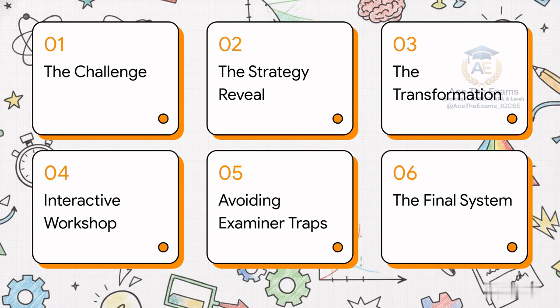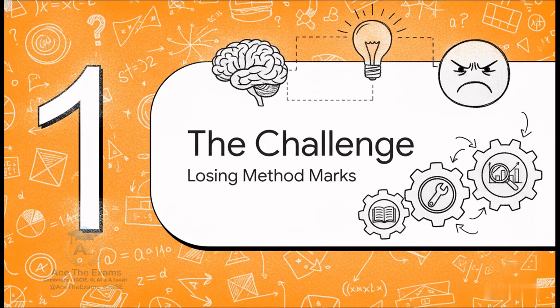Okay, let's dive into this roadmap. Here's what we're covering today. 1. The challenge. 2. The strategy reveal. 3. The transformation. 4. Our interactive workshop. 5. Avoiding examiner traps. And finally, 6. The final system. Section 1. The challenge. Let's get right into it.